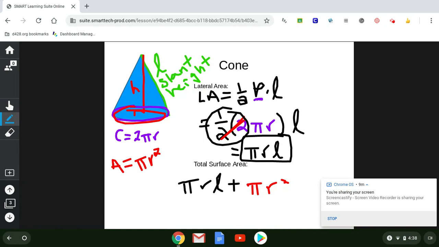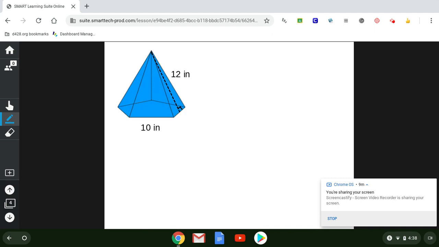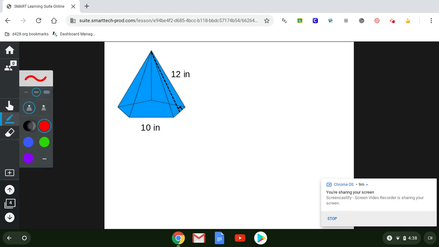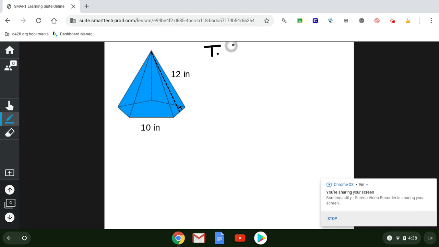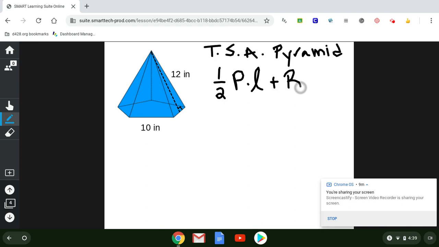All right, so let's try some examples. First example is a pyramid, and I want you guys to find the total surface area. So we're going to find TSA of the pyramid. Okay, to find TSA of a pyramid, remember it's going to be 1/2 the perimeter of the base times the slant height plus the area of the base. Okay, so I got to fill in all those pieces.